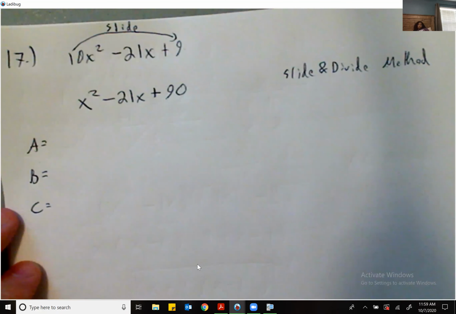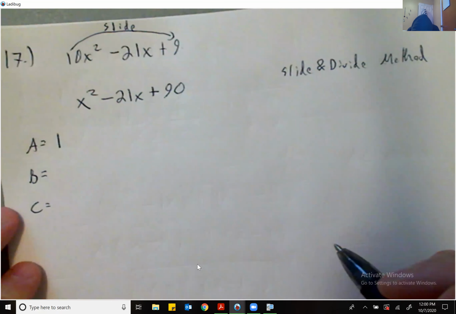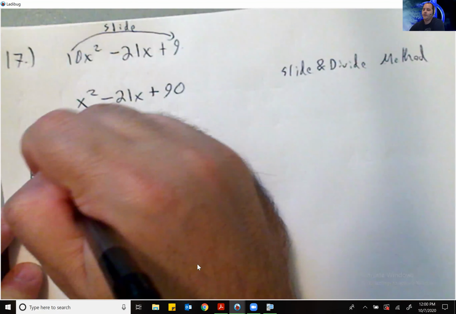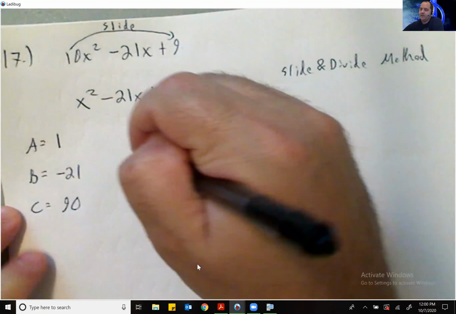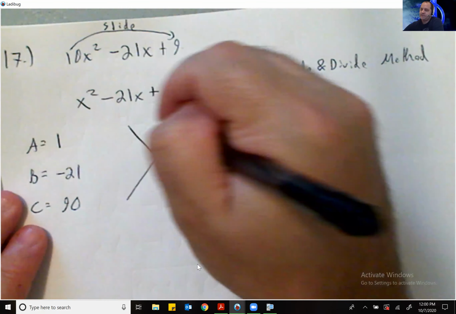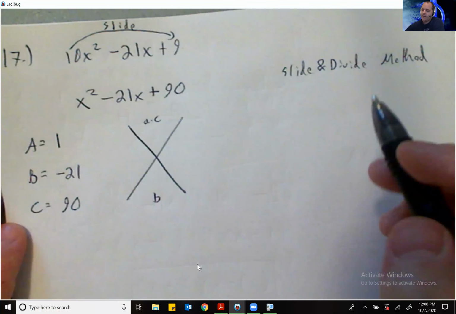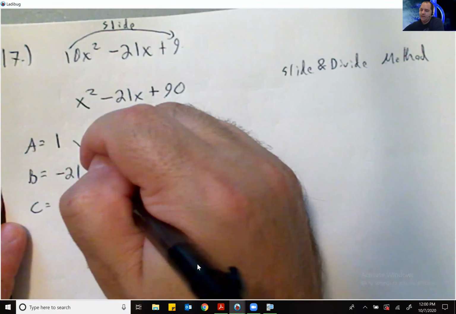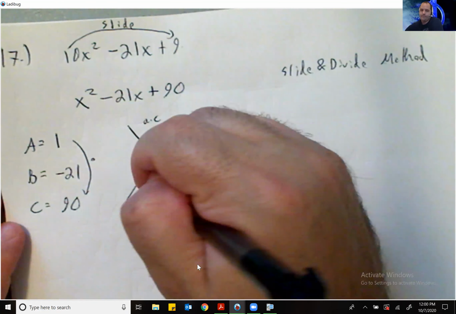What's your A value? 1. What's your B value? Negative 21. What's your C value? 90. So we play the X games. A times C is on top, your B is on bottom. So if I take 1 times 90, that's still 90. My B value is negative 21.